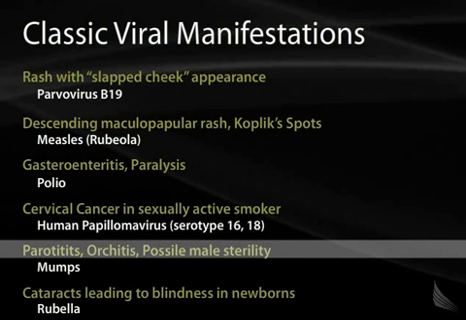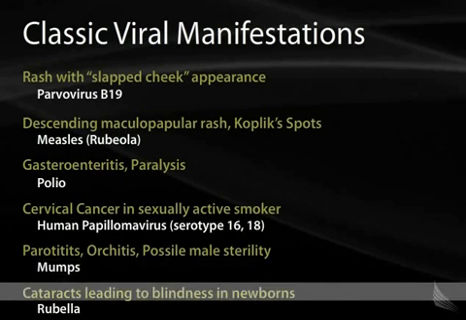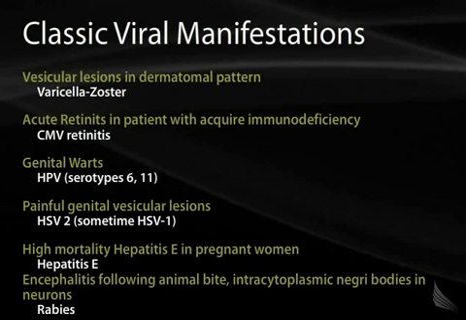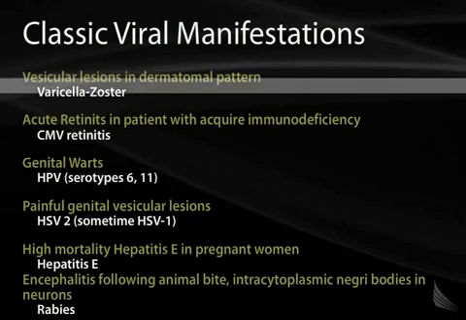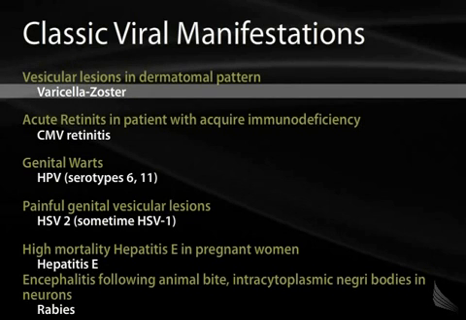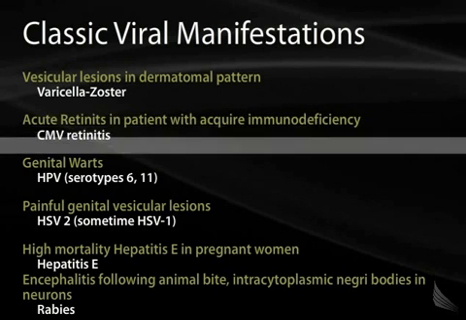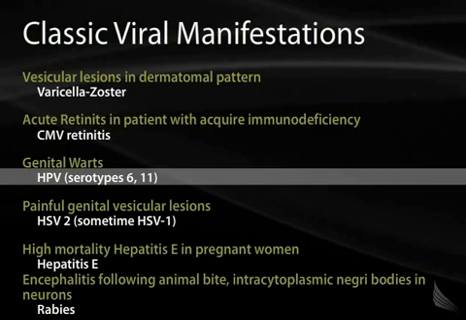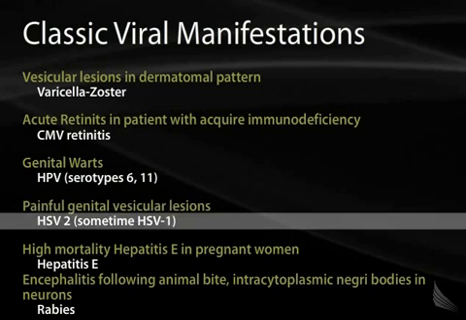Parotitis, orchitis, and possible marital sterility, you think of mumps. Cataracts with blindness in newborns, think of rubella. If you have a vesicular lesion in a dermatomal pattern, you've got activation of varicella zoster. Acute retinitis in a patient with acquired immunodeficiency, you should think of CMV retinitis. Genital warts are from HPV, serotypes 6 and 11. Painful genital vesicular lesions are HSV2, but sometimes HSV1.